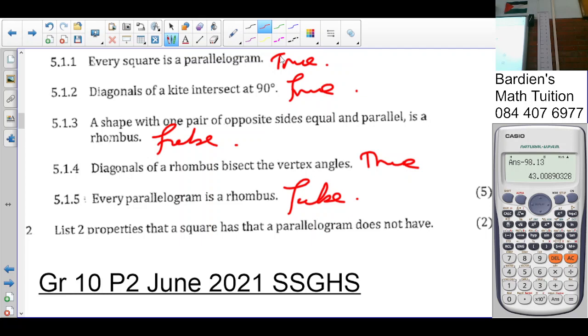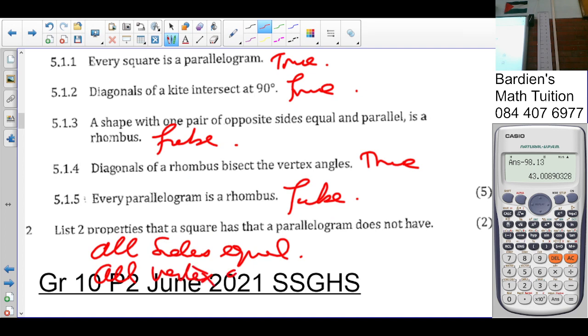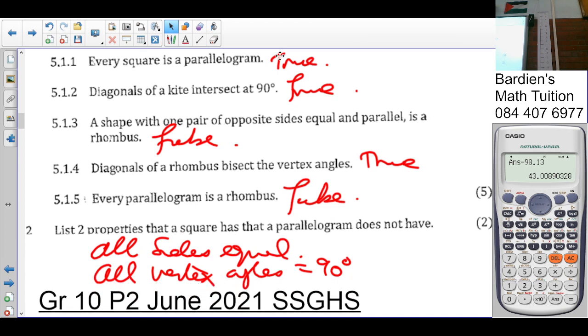List 2 properties that the square has that a parallelogram does not have. All sides are equal, yes? All vertex angles equal 90 degrees. Is there more? Property of a square.